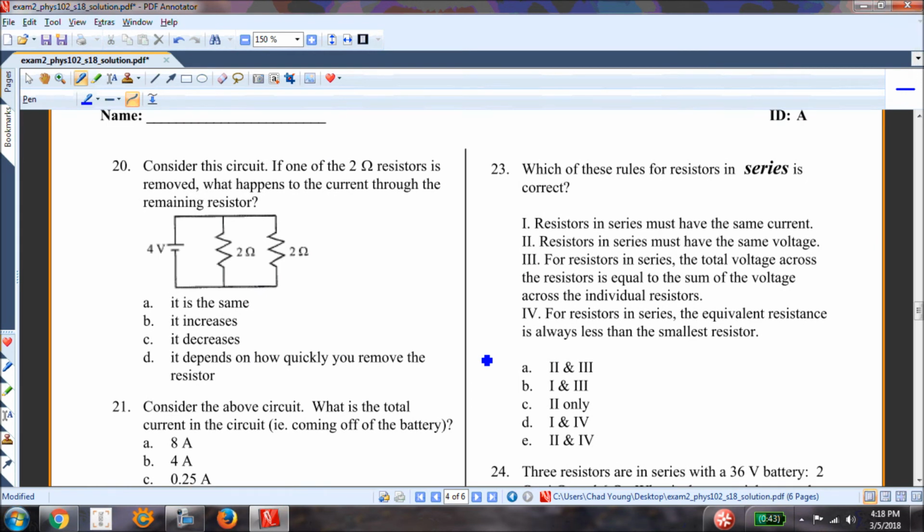Okay, if one of these 2 ohm resistors is removed, what happens to the current? Well, these are in parallel, so if I remove one of them, they act independent of one another, so it's going to stay the same. So number 20 is A.